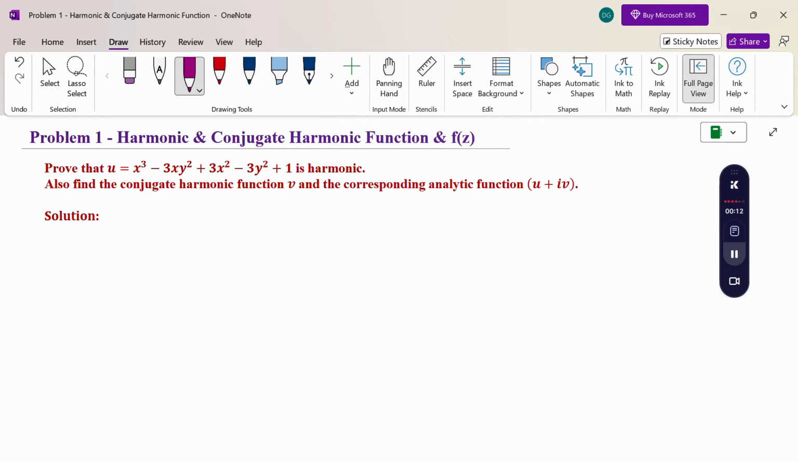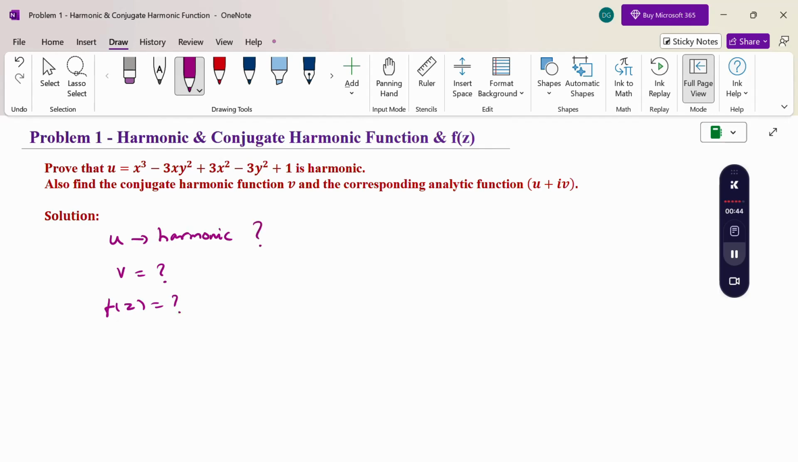Look at this problem. Prove that u equals x cube minus 3xy square plus 3x square minus 3y square plus 1 is harmonic. Also find the conjugate harmonic function v and the corresponding analytic function u plus iv. Here in this problem, there are three types of questions to find. One is to prove u is harmonic, and then find the conjugate v, and then find f of z. So these are the three questions given.